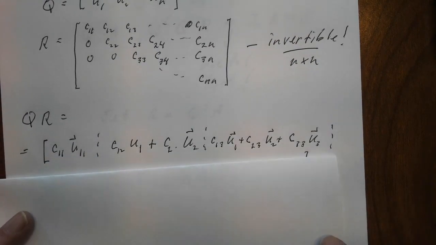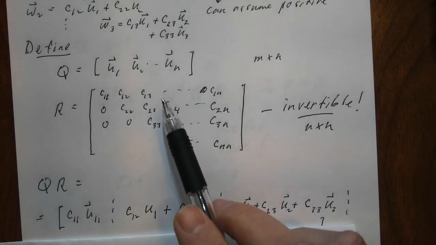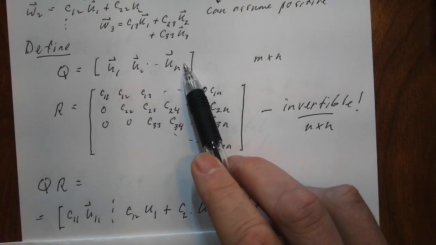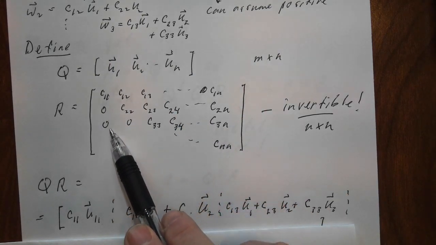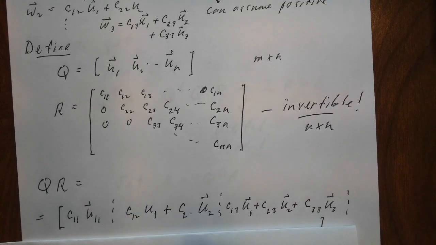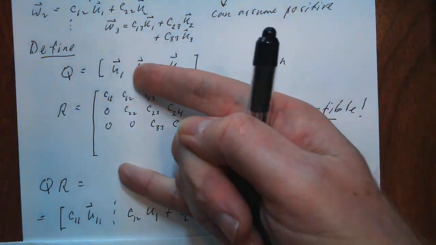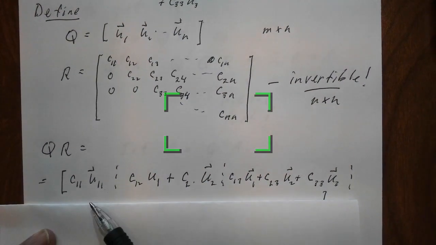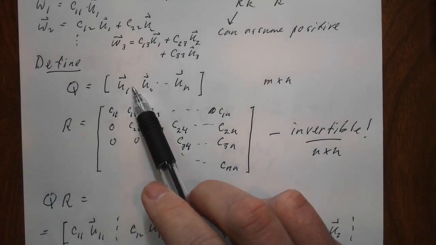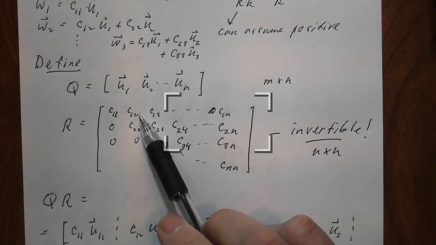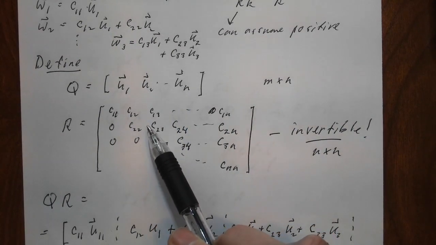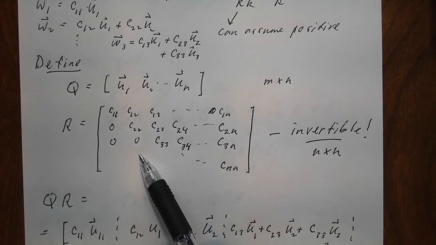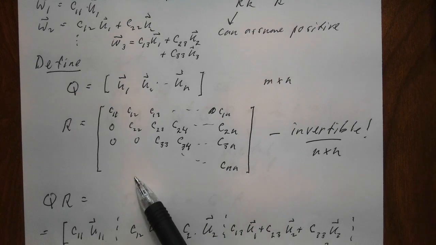If we take Q and multiply it by R, think about this, even though this is a matrix, think about this as a row vector. If I took this row vector times that column, the only thing that would be left would be C11 U1, which is right there. If I multiply this times the second column, I would have U1 times C12 plus U2 times C22 plus a bunch of nothings because I have a whole bunch of zeros here.